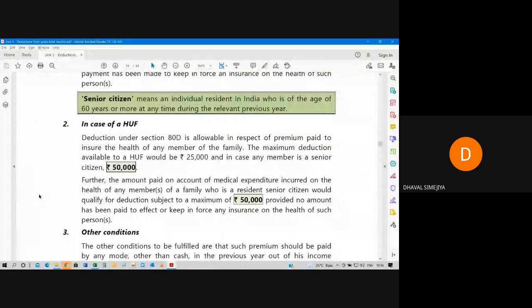Chalo. Similarly for HUF, 25,000, but if any member is senior citizen, then 50,000. What is the meaning of HUF? Karta and their members. If Karta or members are less than 60 years, that is, not senior citizen, then 25,000. If they are more than 60 years, senior citizen, then 50,000. Section is over. 80D is completed.